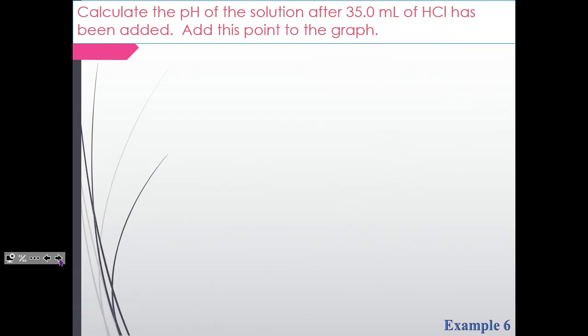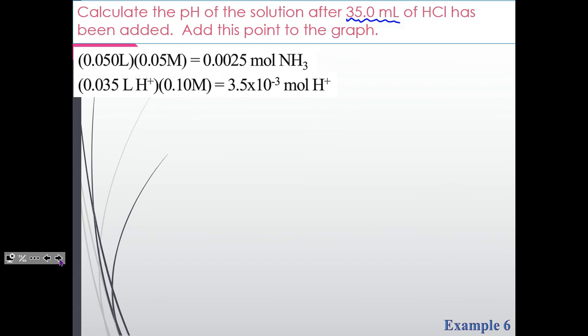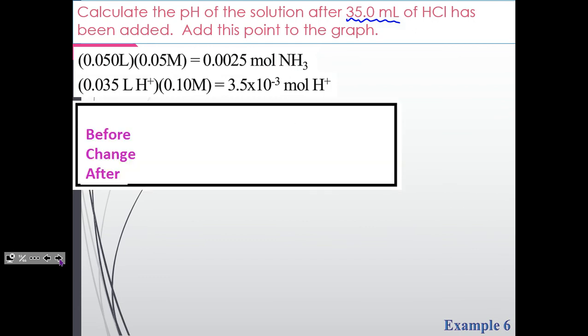So let's add even more. We're going to go 35.0 milliliters of HCl. Moles of ammonia are the same. Even more moles of hydrogen. Our BCA table is still the same. One-sided arrow. We're going to plug in moles.